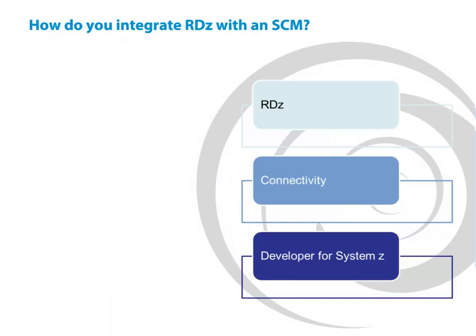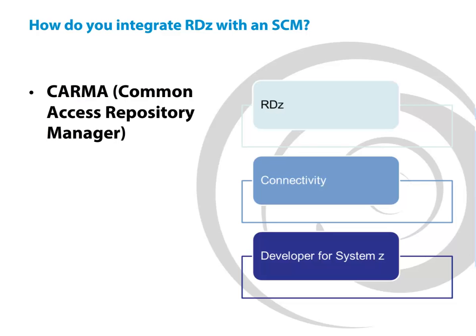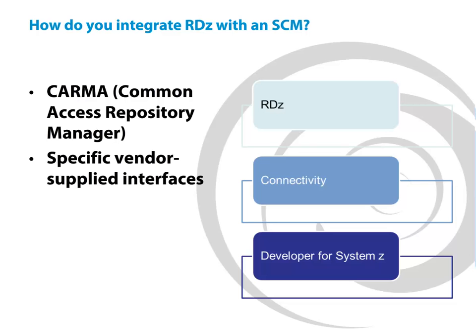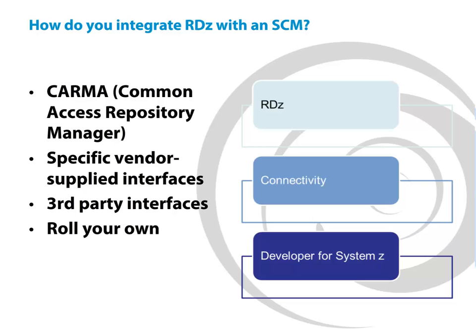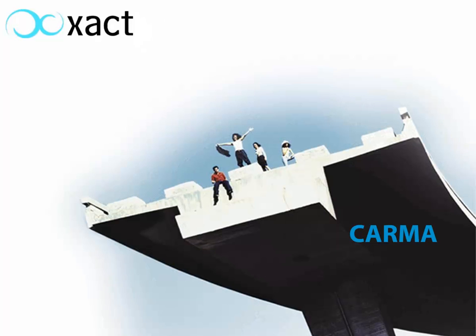So how do you integrate RDZ to an SCM? Basically there are 4 ways to do it. You can use Karma, which is part of RDZ. Some vendors have supplied their own specific interfaces. There are third-party interfaces created by system integration companies. Or you can use the published API to RDZ and roll your own. Let us look at Karma first.